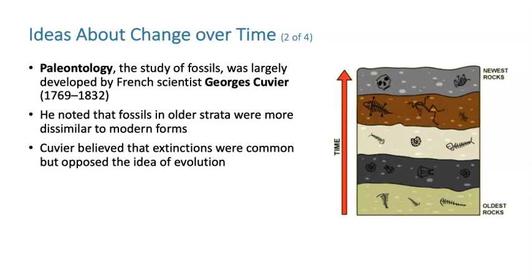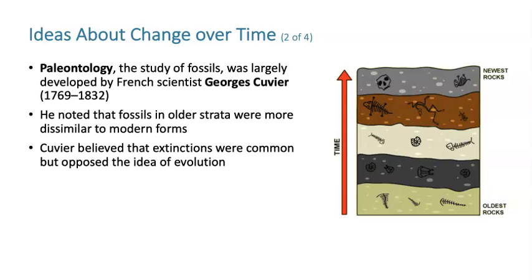The idea of paleontology, which is the study of fossils, was developed back in the late 1700s, early 1800s by a French scientist named Georges Cuvier. And he noticed that the fossils in the strata that were lower down were pretty dissimilar from the modern forms. And so what Cuvier came to acknowledge from observing these fossils is that things go extinct. I mean, that's a pretty big deal.